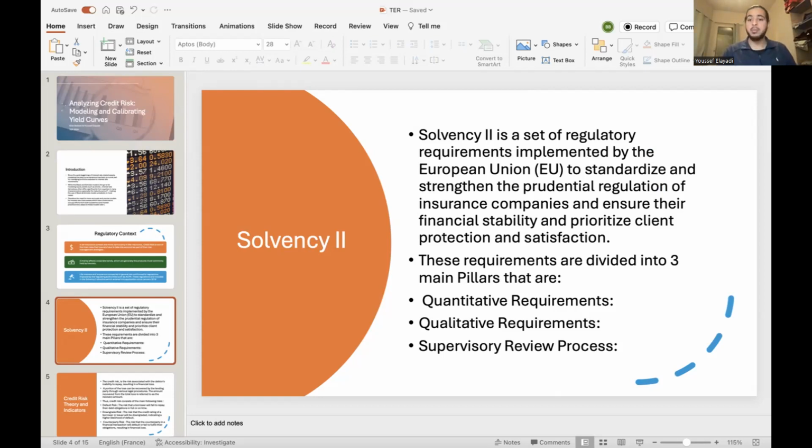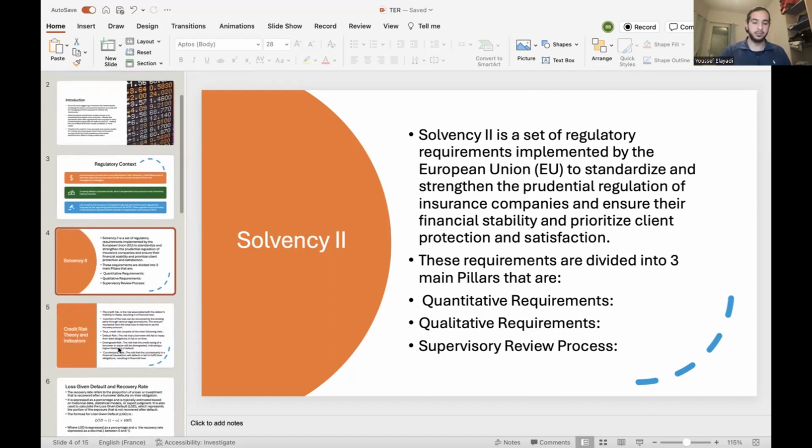more clear. These requirements are divided into three main pillars. The first is the quantitative requirements, which introduced many metrics such as the best estimate, the SCR, the solvency capital requirement, and also the MCR, the minimum capital requirement, as well as the ORSA. All these metrics have different formulas under many insurance fields, whether life, non-life insurance, etc. We also have the qualitative requirements and the supervisory review process, which guarantee transparency and authenticity in operating in the insurance business.